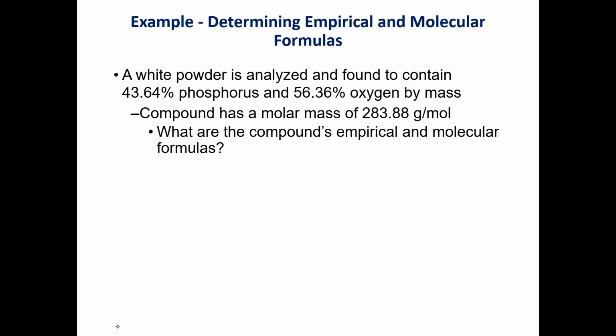So let's say, for example, we have a compound that we've analyzed, and we found that it contained 43.64% phosphorus and 56.36% oxygen by mass.